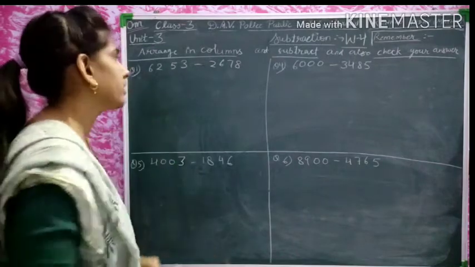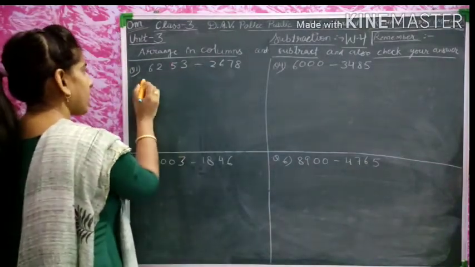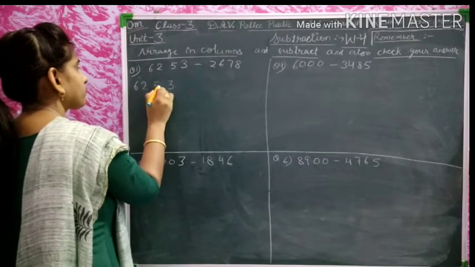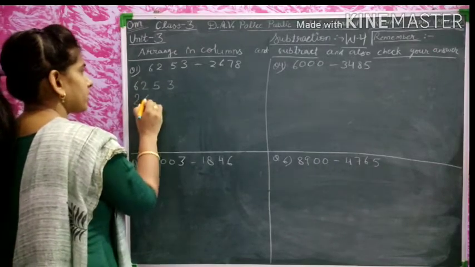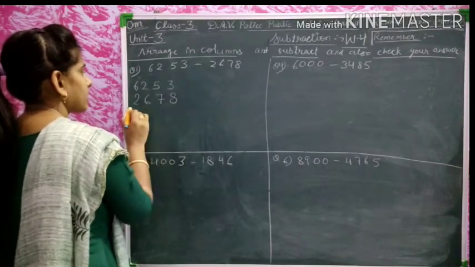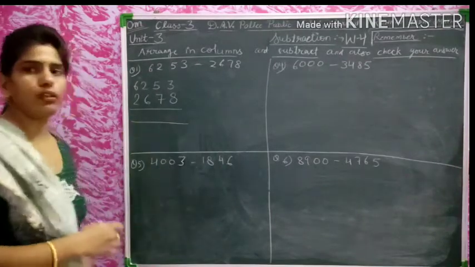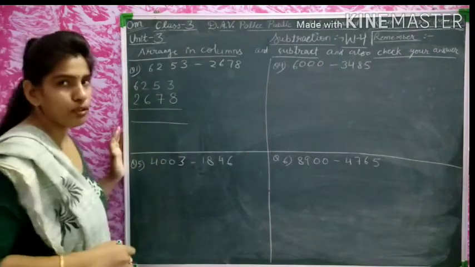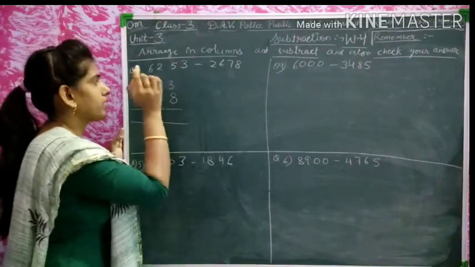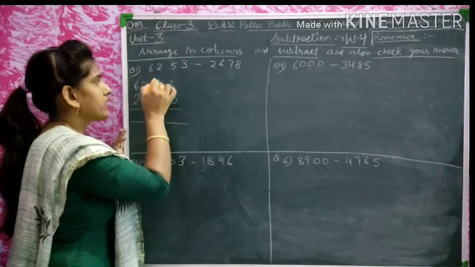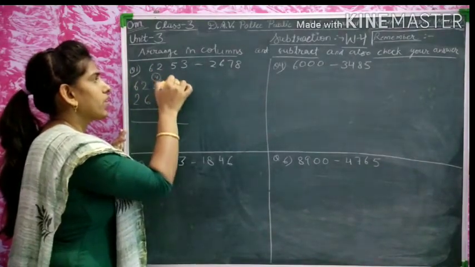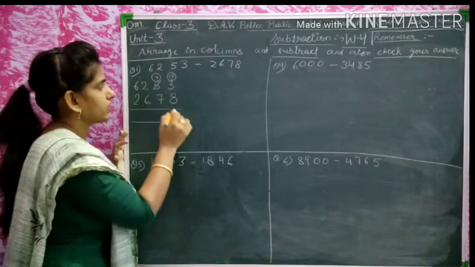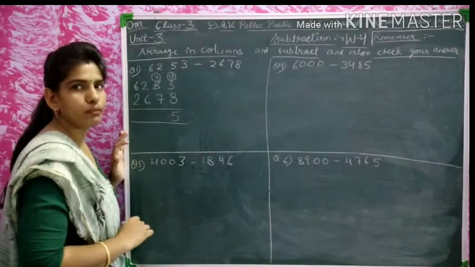How will we do these questions? Let's see. First write this number, 6, 2, 5, 3. Now we will subtract this number, 2, 6, 7, 8. What will we get here? 3 minus 8, not possible. We will carry from the tens place. 1 carry, there will be 4 and there will be 13 ones. 13 minus 8, that is 5.